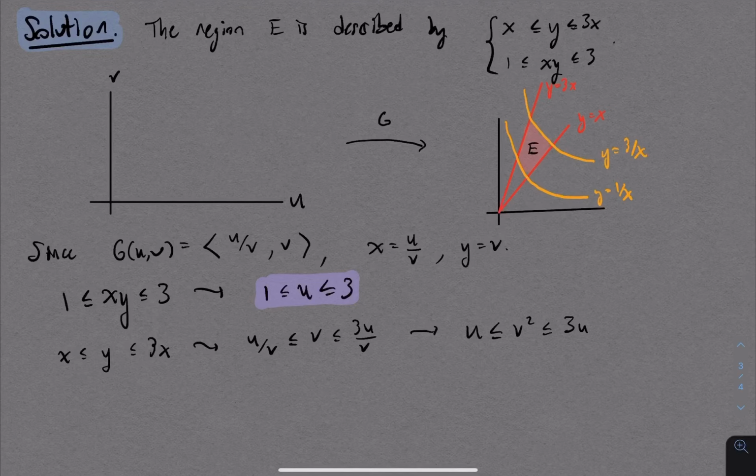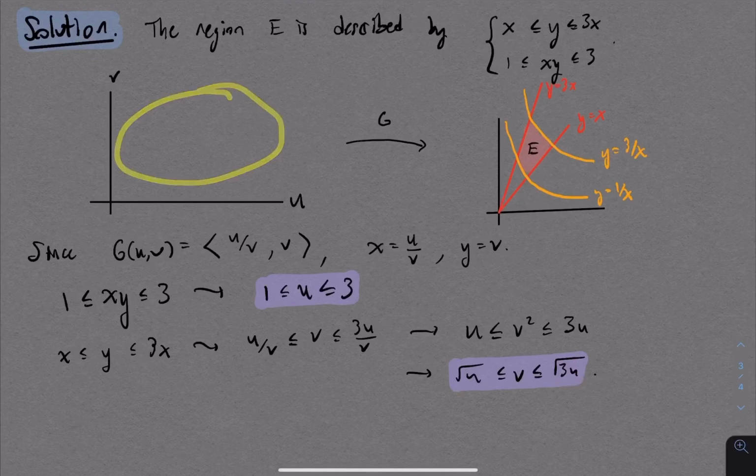And then after taking square roots, I have an interval of v values. Now, a couple remarks. One of them is that v depends on u. In other words, what this is showing us is that the region over here in the UV world is not a rectangle. That's fine.